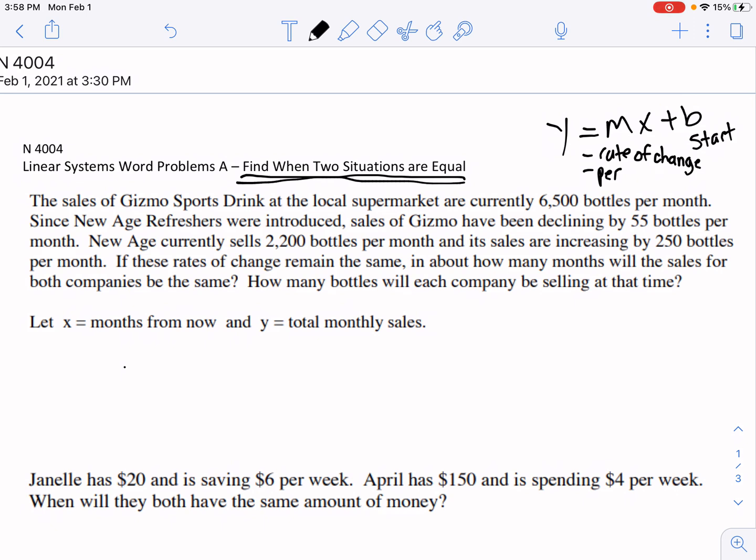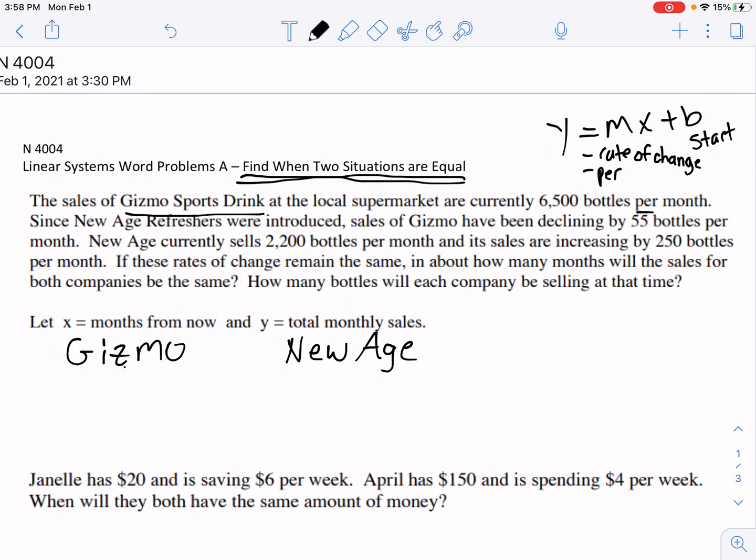We have two different situations, two different sports drink companies here. We have Gizmo and we have New Age. And let's see if we can break down the information we learned from both of these. Okay, so it says the Gizmo sports drink at the local supermarket are currently selling 6,500 bottles per month.